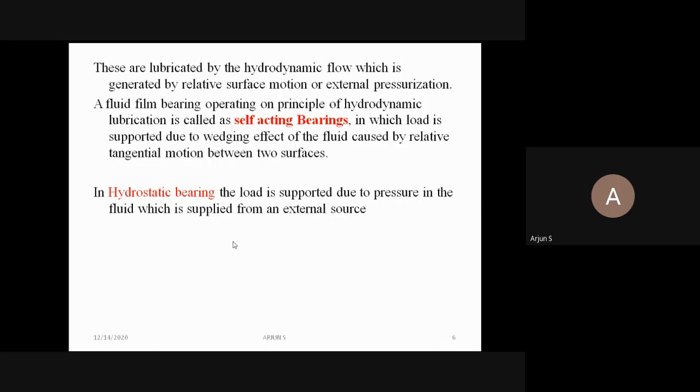The bearings which support radial load are further divided into different types based on the contact angle with the journal. It may be 360-degree bearings, called full journal bearings, and partial bearings in which the contact angle is 180-degree, 120-degree, or 60-degree. So these are the different varieties of journal bearings that we usually come across.